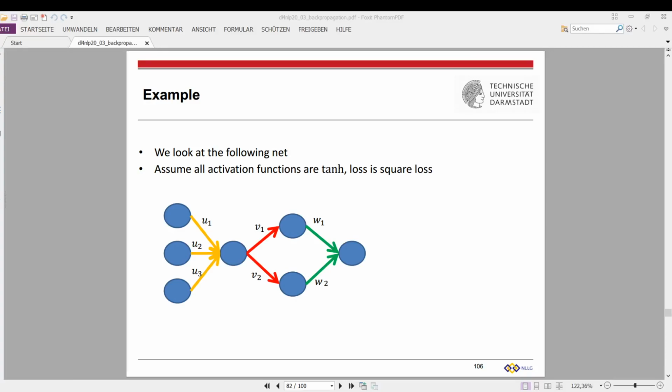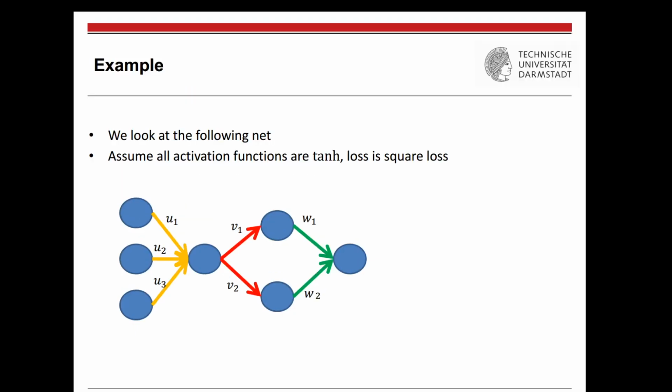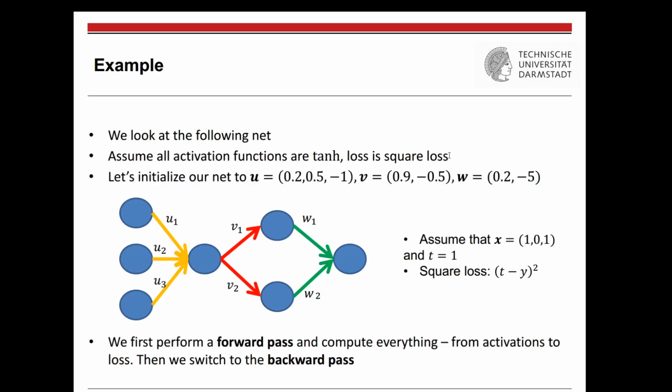All right, let's look at an example of backprop. A very brief example, which you will also discuss in the tutorial. So let's say we have this network here. It has 3 input units. The second layer has 1 unit. The third layer has 2 units and then 1 output unit. And we have these connecting weights here, U, V, and W. Assume all the activation functions are tanh, and the loss is square loss.